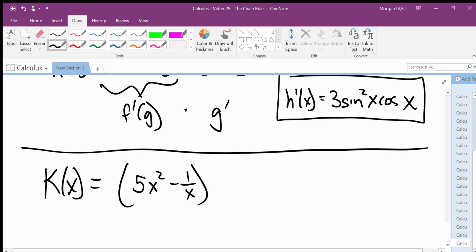All raised to the power of 2. All right, pause the video. Try it yourself. See what you can do with this one.